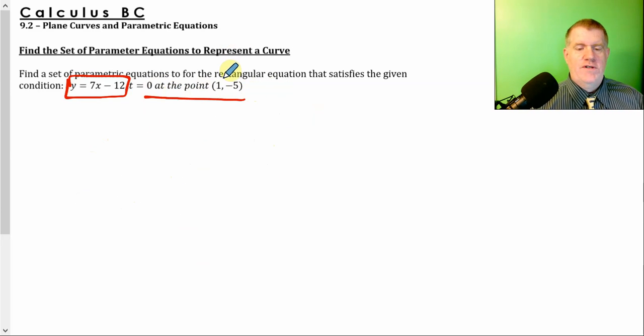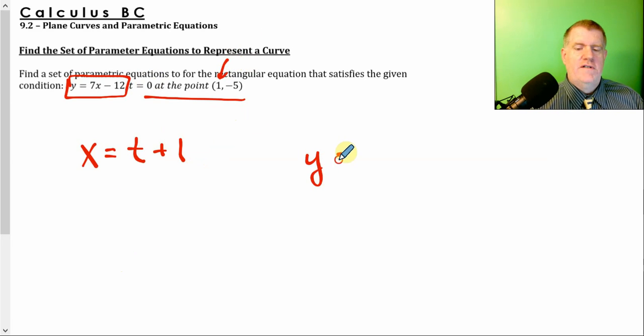All right, well, let me look at 1. I want my x value to be 1. Well, how do I make an x value 1? If t is going to equal 0, I just want to add 1 to it. So will this make this part true? And it will. When t equals 0, x is 1. So let me use that fact, that x is really t plus 1. Let's see what happens.